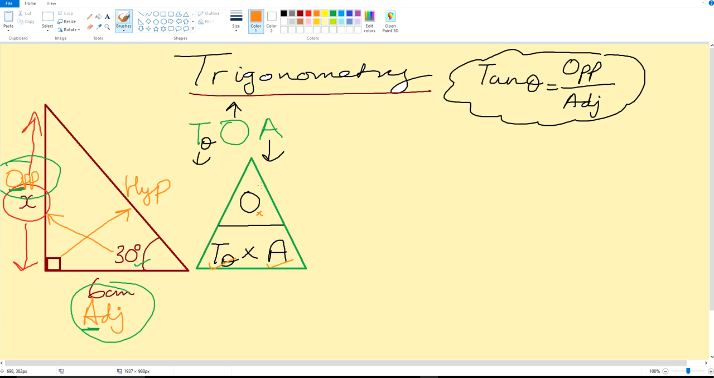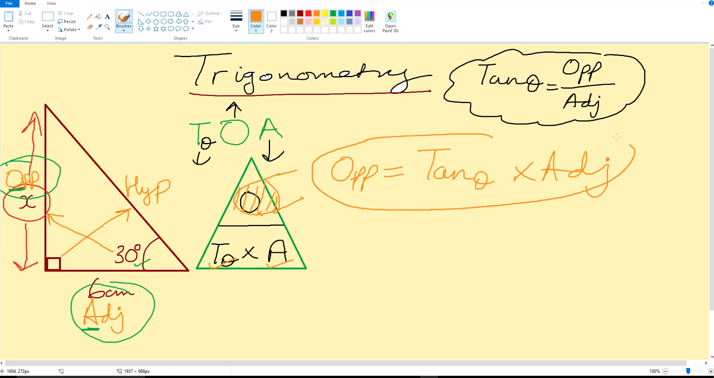As I've mentioned in my previous videos, we cover up what you want to work out with your finger or your thumb. So here's my finger covering the O, because the opposite is what I want to work out. The formula triangle is telling me that I have to do tan of the angle times by the adjacent. That's what the formula triangle is telling us to do for this particular instance.